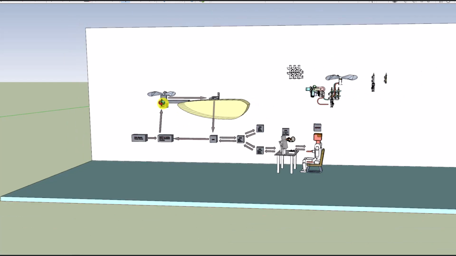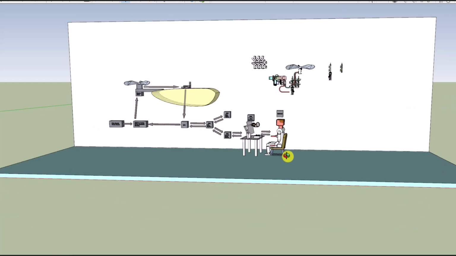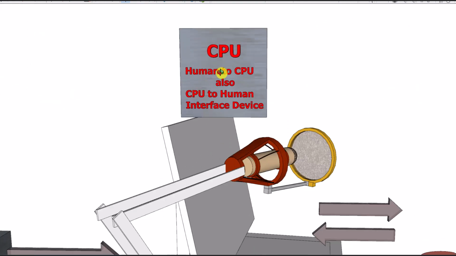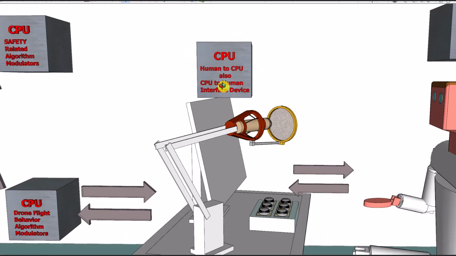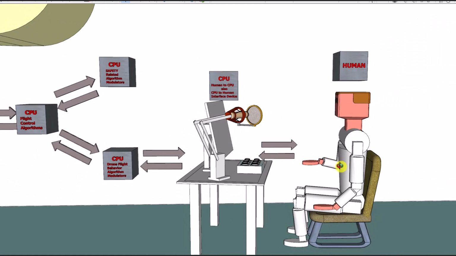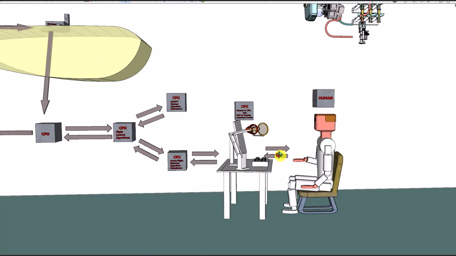And where the human being comes into this discussion is the human being. All right, you'll notice that we call this the human to CPU, also CPU to human interface device. So you just forget about these dials. The human being goes over here to this keyboard or control panel or interface, and the human being says to the CPU, hey, this is what I would like to do.